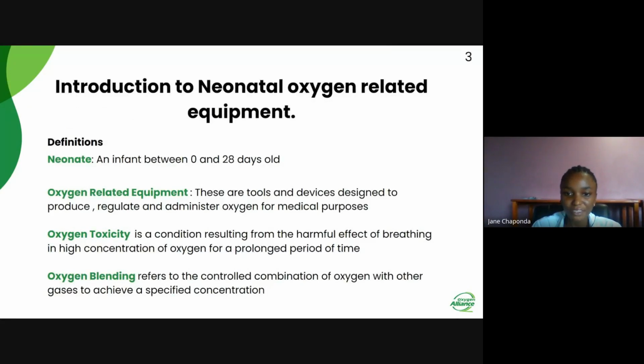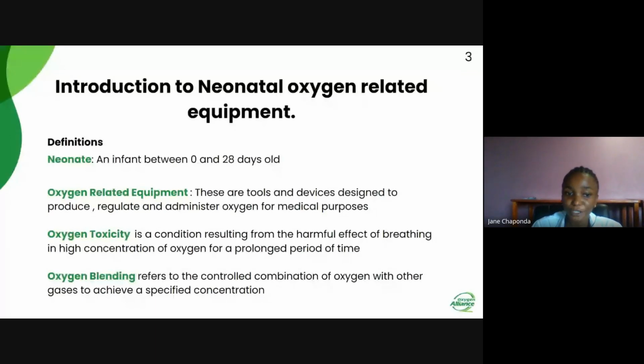To begin with, let's define some key terms that form the foundation of this presentation. So the first word is neonate. Who is a neonate? A neonate is an infant between 0 and 28 days of life. And the other term is oxygen-related equipment. These are tools and devices that are designed to produce, to regulate, and also to administer oxygen for medical purposes.